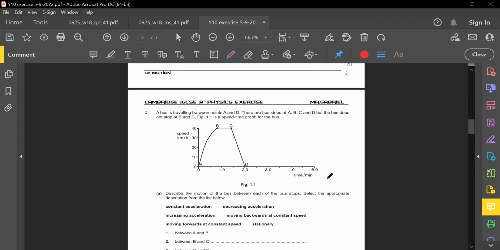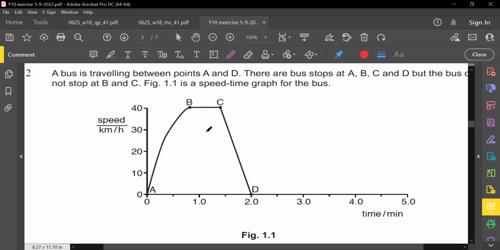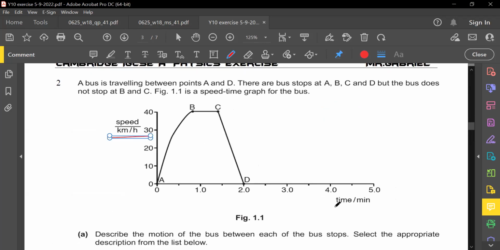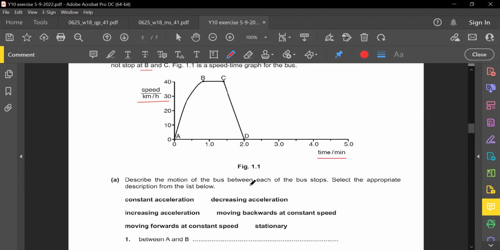Then after that, the next question. Now look at this next question here. Yet again, it is a speed time graph. This time the speed is in km per hour, and this is in minutes. So I know for a fact that I have to change this into minutes, or change this into hours, either one. It says that a bus is traveling between bus stops A and B. There are points A, B, C, and D, but the bus does not stop at B and C. Figure 1.1 shows the speed time graph of the bus. Then they say, describe the motion of the bus between each of the bus stops. Select the appropriate description from the list.